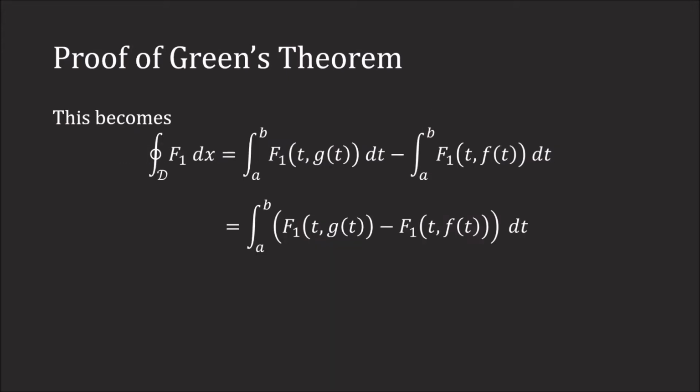This becomes the integral from a to b of F1 of t, g of t dt minus the integral from a to b of F1 of t, f of t dt. And this can be written as a single integral, which is shown right here. Remember, this is how we evaluate line integrals.